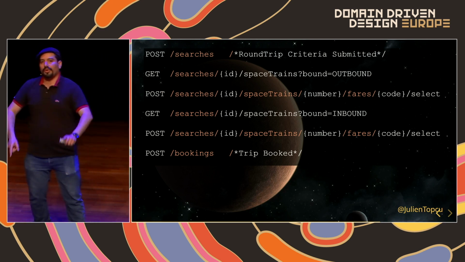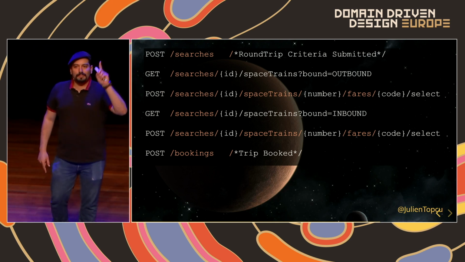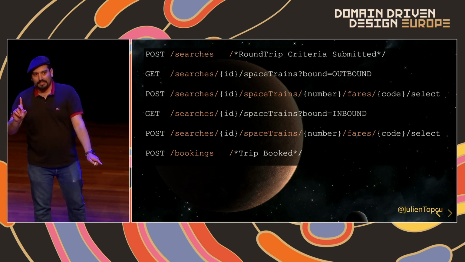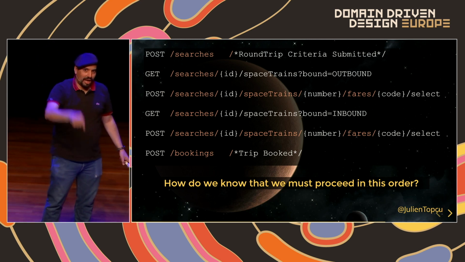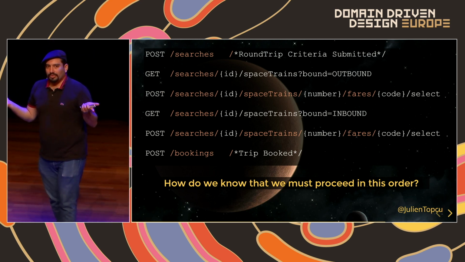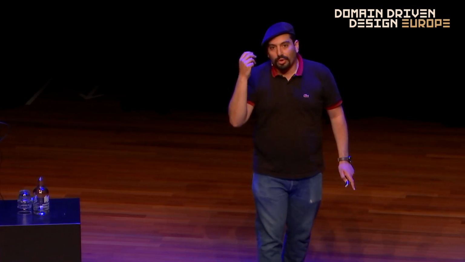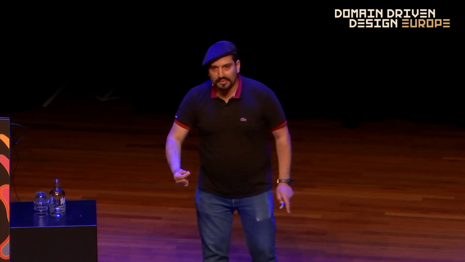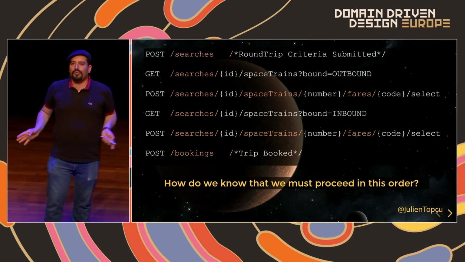Now, one question for you. From the API's perspective only, how can you know that you have to proceed in that order? You can't. If you take a look at your code, mostly those are different methods of a controller, which are independent. So in fact, your REST API is only exposing sub-steps of the workflow, but never the workflow.